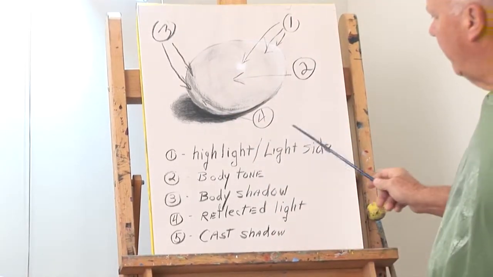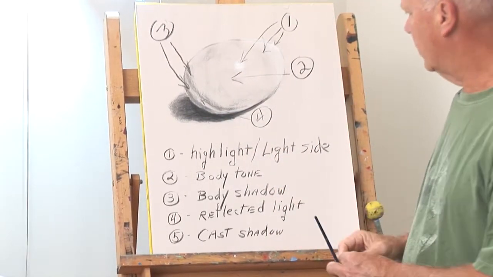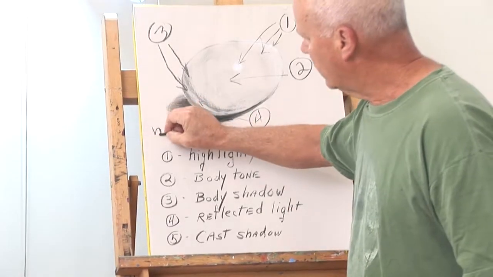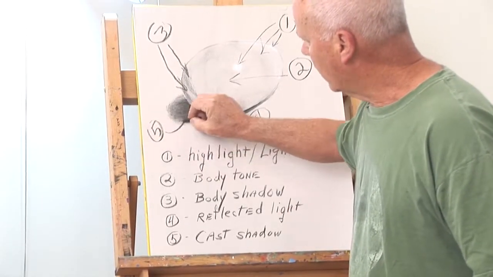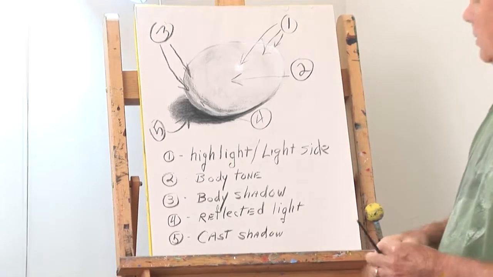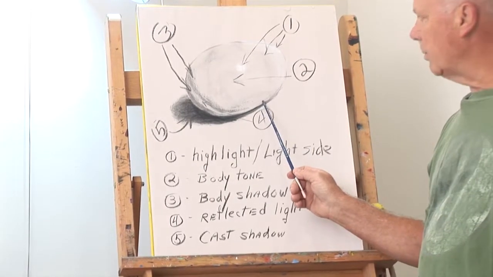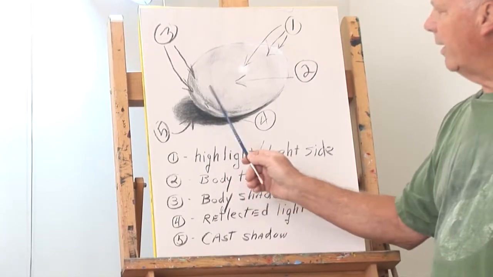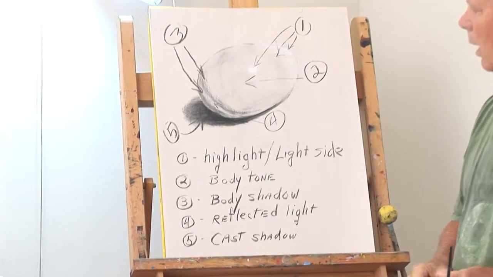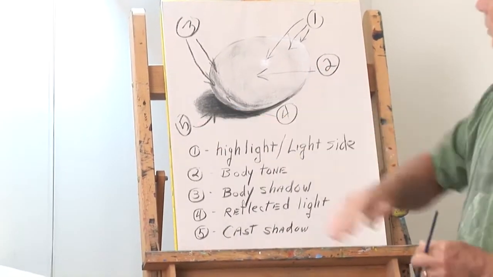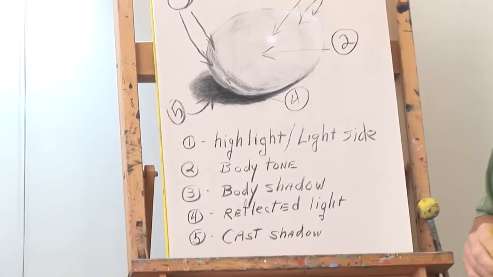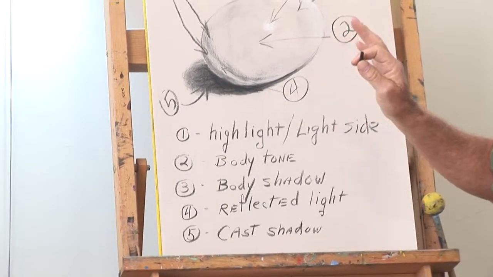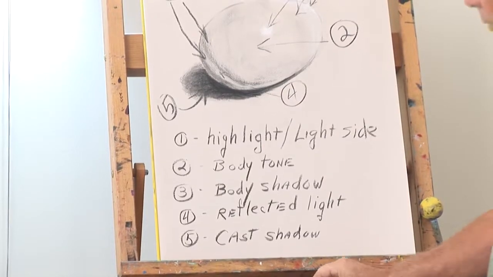And finally, the fifth tone is our cast shadow. Cast shadows will be the darkest part of our piece. They're the most visible, most dark right under the form, and then they kind of fade out into the background. They get fuzzy around the edges. So these are our basic values that we need to find form.